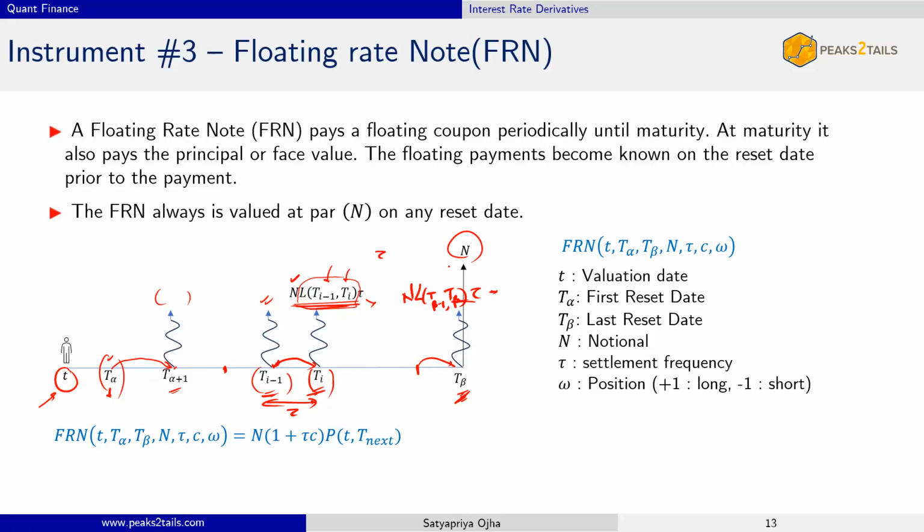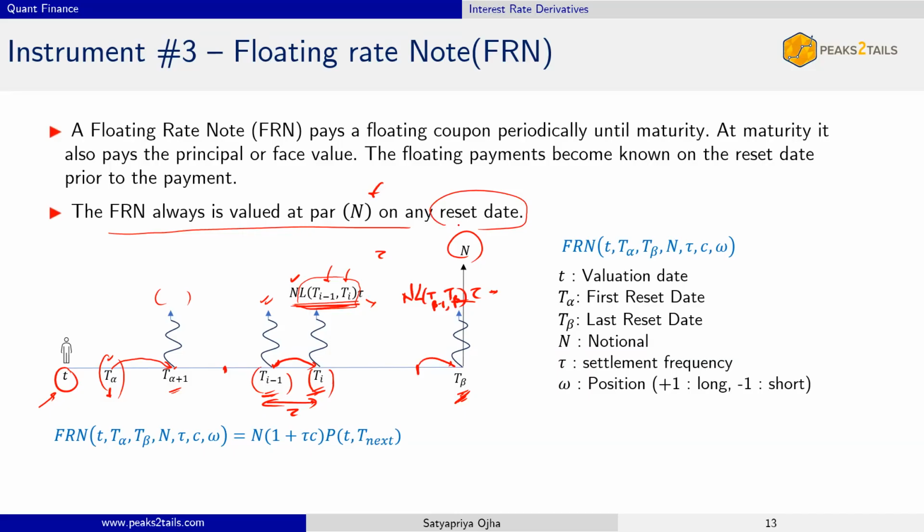The instrument looks complicated because a lot of random quantities are there. However, for an FRN, or floating rate note, the PV is always equal to notional on any reset date. And that is a very, very useful result.